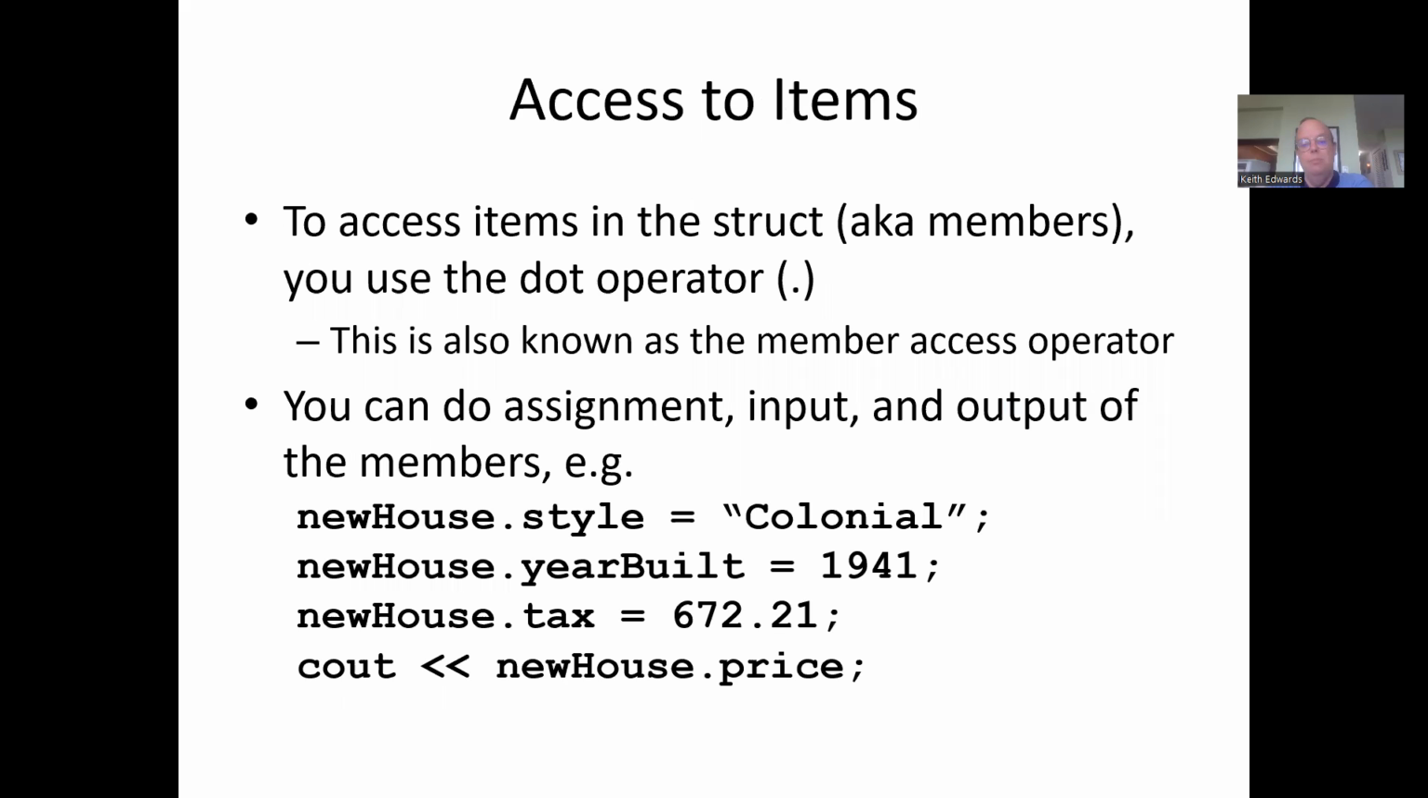And then to access the member items of the struct, such as the year built, we can use the dot operator or the member access operator. So we can also do assignment, input, or output with that dot operator. So we can set the new house style to colonial, set its year built to 1941, the annual tax to $672.21, and then we can output the price of the house using cout. We could also get that information via input. Again, we get access to the individual member variables using the dot operator.